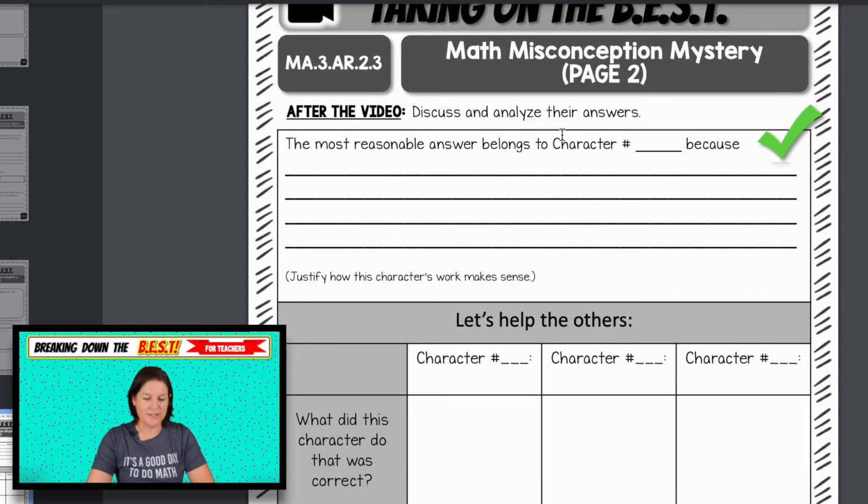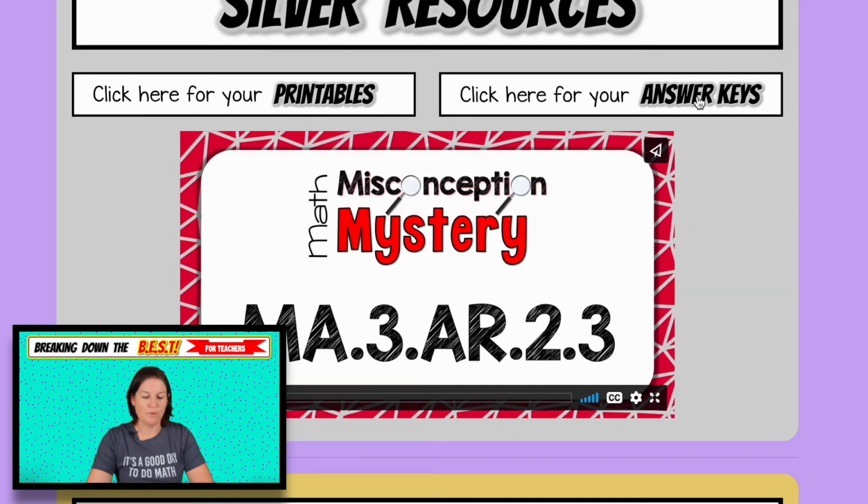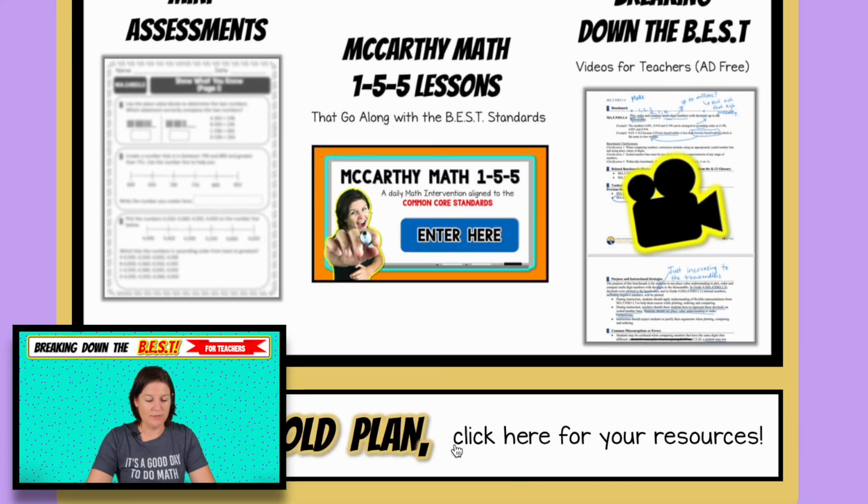Then they fill out this detective report with who is correct and why, and who is incorrect and why. And of course, you have the answer key for that right here. So you can see where we're trying to guide students with their discussions, but they're really awesome for math discussion. It's incredible what students will come up with. And then for the gold plan, you have even more.